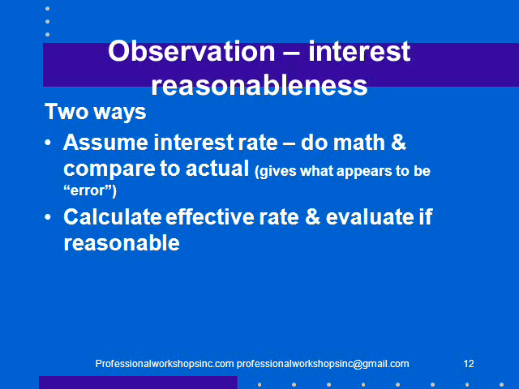Another way of doing it, and I like this a bit better, is to calculate the effective rate of interest. And so you do the math and find that the effective rate of interest was 3.5%. And then you could say, well, I know that on the line of credit, the interest rates varied between 3 and 4% during the year, so I'm prepared to accept 3.5% as reasonable. So I like doing analytical procedures that second way because it's easier for me to evaluate the difference.